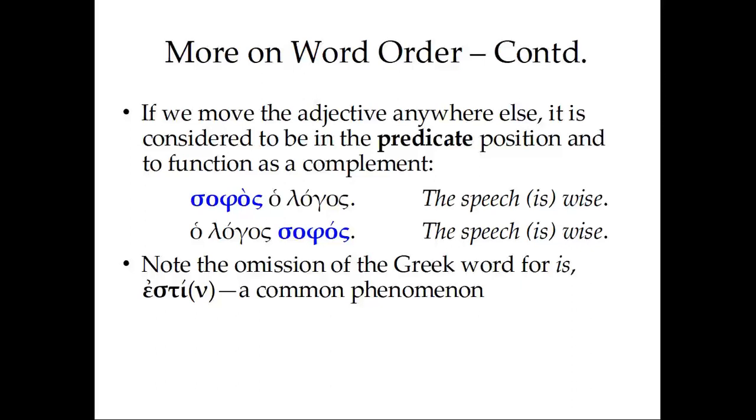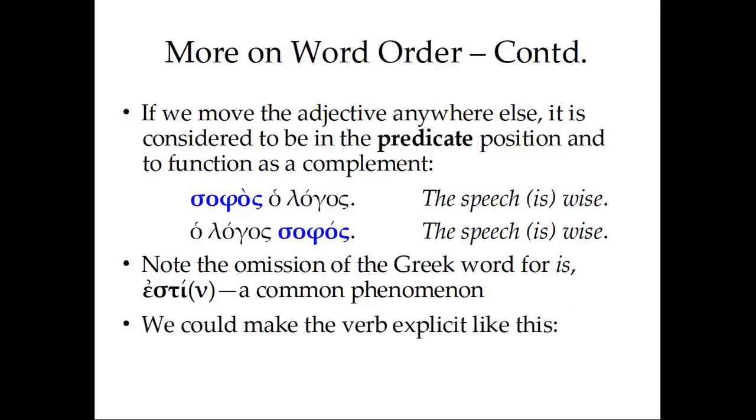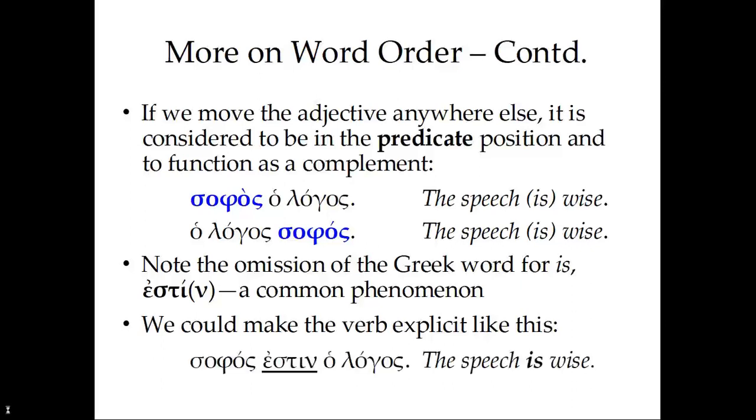We have omitted the appropriate form of the verb to be. This is a common phenomenon. We could make the verb explicit like this. The Greek doesn't have to omit this. It could use it. Sophos estin ho logos. The speech is wise. We're saying the same thing. We've just stuck in the right form of the verb to be. Sophos estin ho logos. The speech is wise.